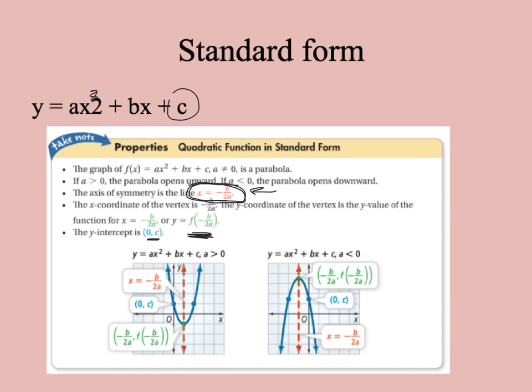That's always true. So really, the difference between these two graphs here is this is where a is going to be positive, and this is where a is going to be negative.